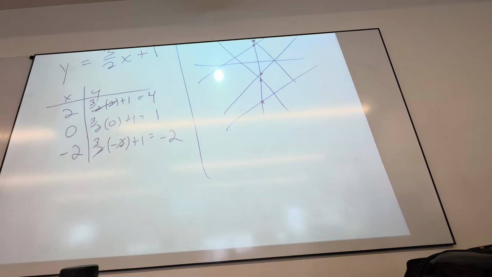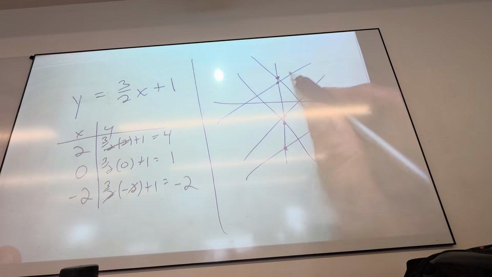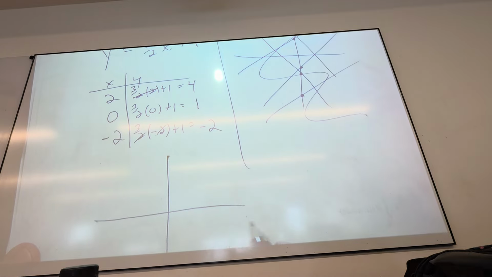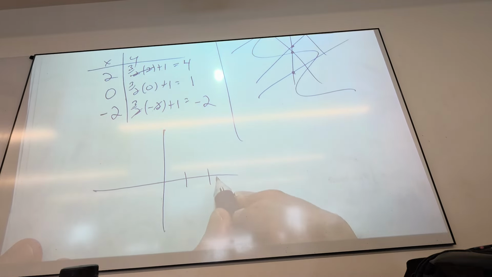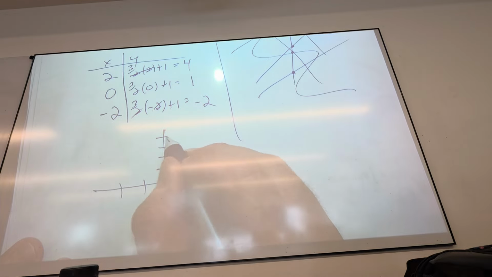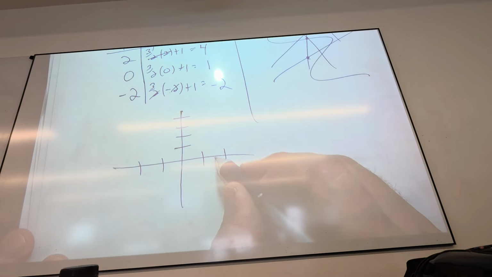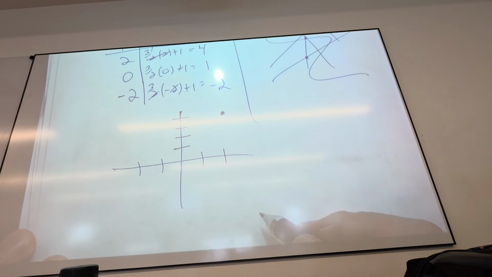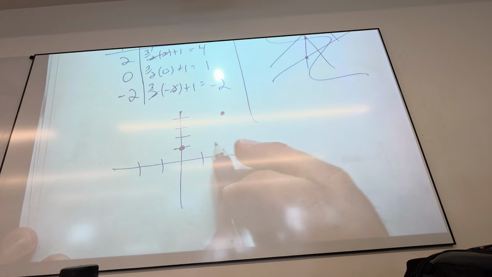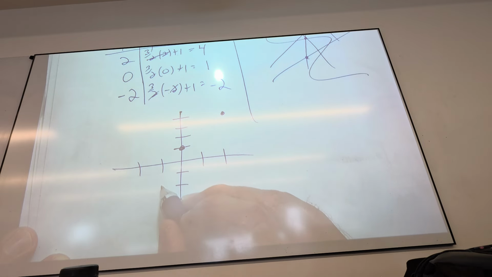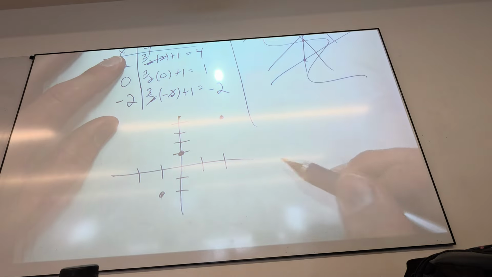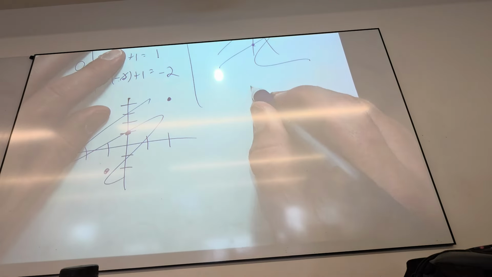So if I want to graph this, I literally just graph the points. I got 2, 4. There you go, buddy. 2, 4, 0, 1, and -2, -2. My scale is so bad, Jeff.